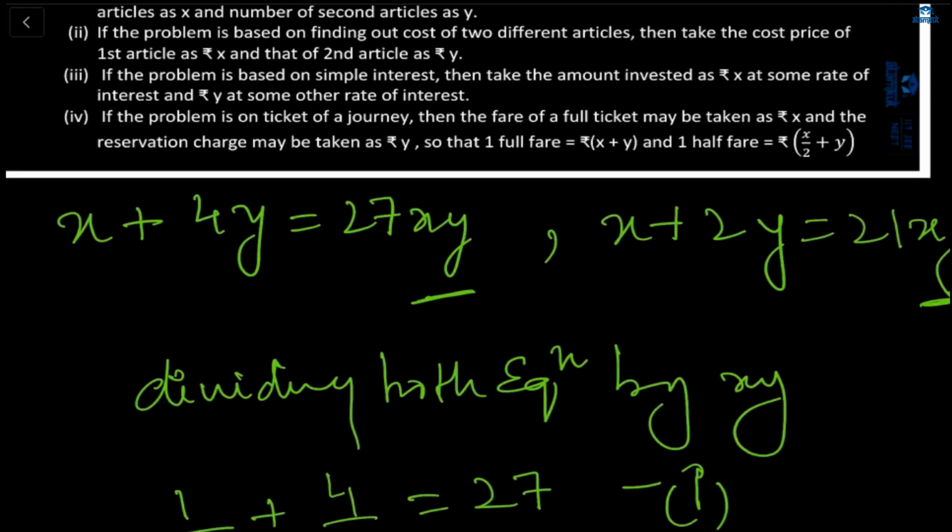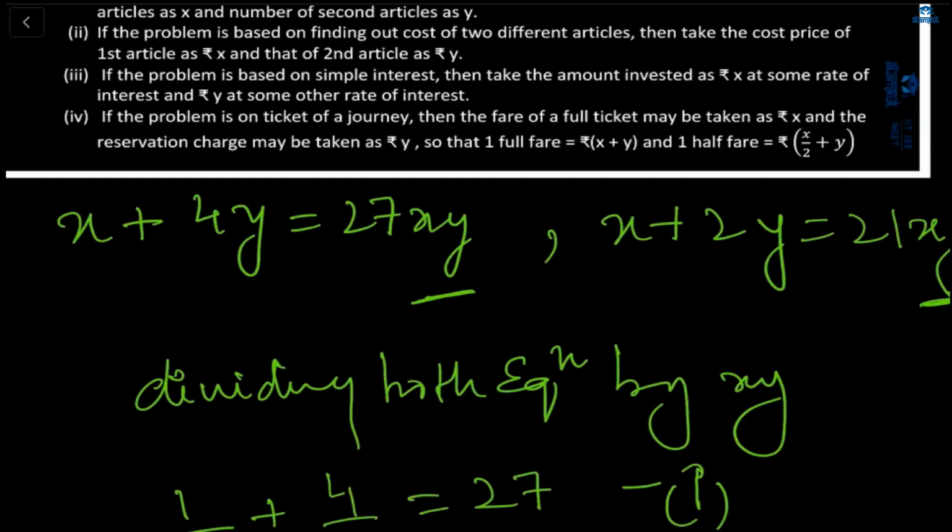Okay, so the amount that is invested, we are going to assume it as x at some rate of interest and y at some other rate of interest. Sometimes you will find the equation: this amount has been invested at this rate for this much time, and this amount is invested at this rate for this much time. So you assume the amount is invested at x as some rate of interest and y as some other rate of interest.